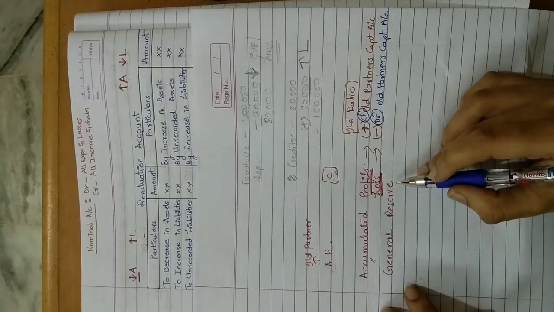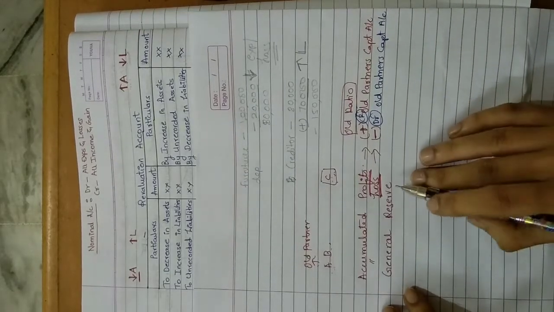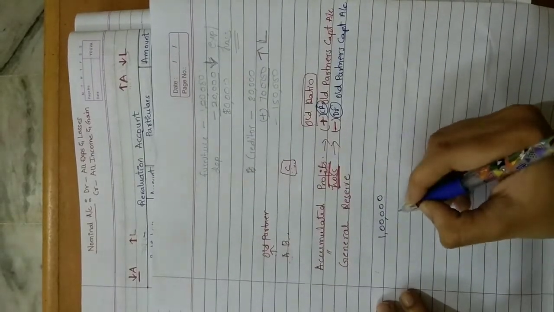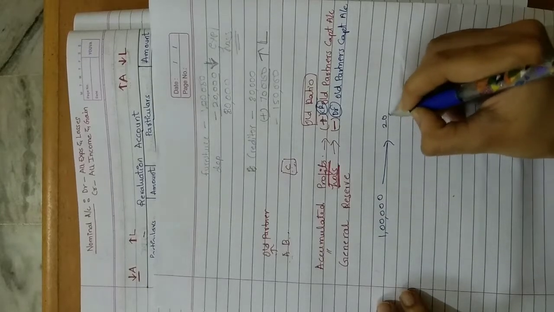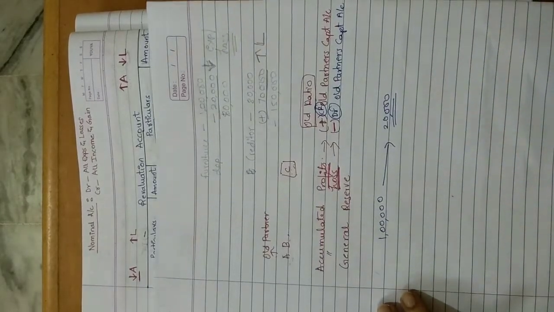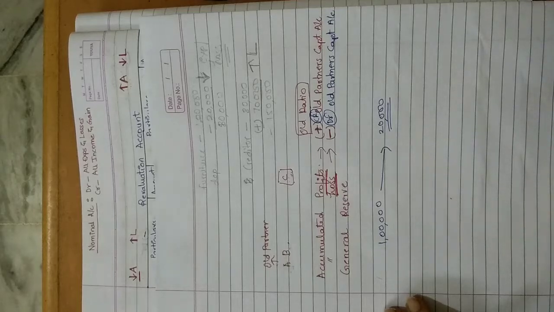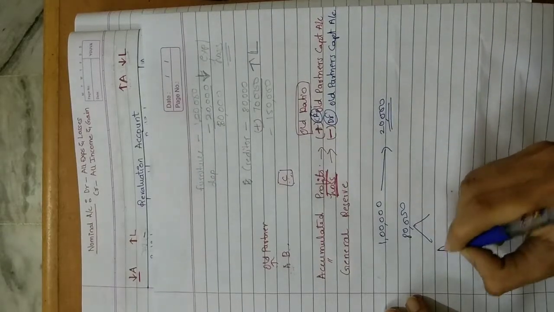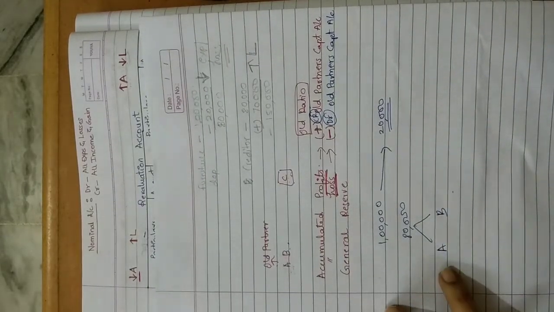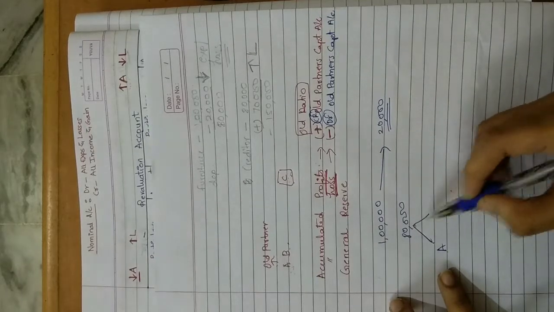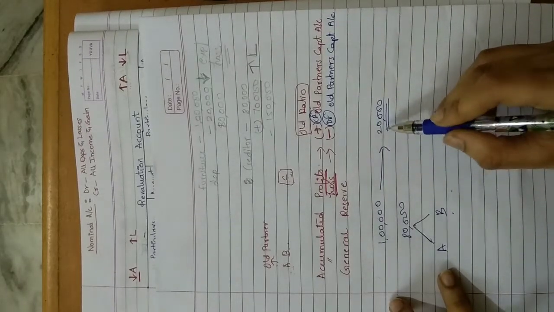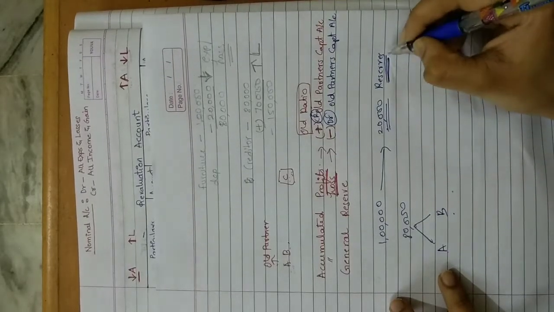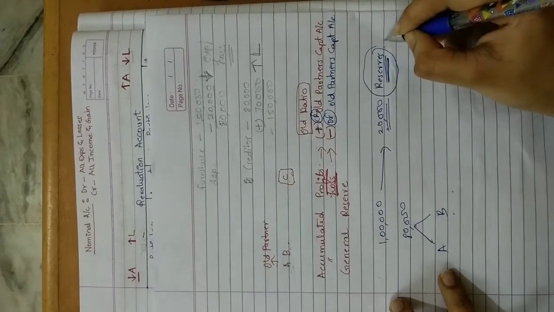And general reserve means what? If there is a profit in the business of 1 lakh, what do partners do? They keep aside some amount, let's say 20,000, for their future purpose, maybe for expansion and so on. And the remaining 80,000, they distribute among themselves, the old partners, as per their profit sharing ratio. So the partners take this 80,000 with themselves, but the remaining 20,000 they keep aside as reserves in the business. So this money is still there in the business.